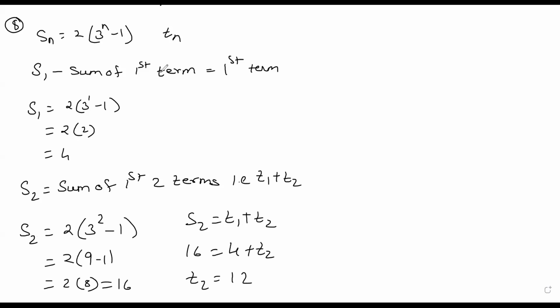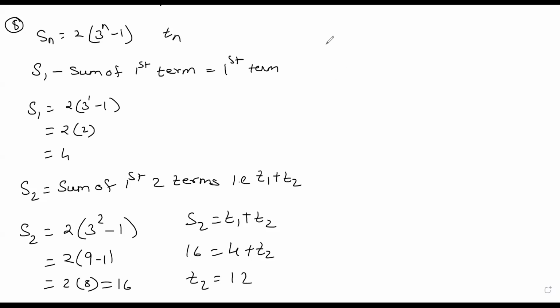See, S is the sum of the first terms. Sn is the sum of the first n terms. So if I say S1, it becomes the sum of the first term. Sum of the first term is the first term itself. The addition of the first term will be the first term itself. The addition of the first two terms will be T1 plus T2.